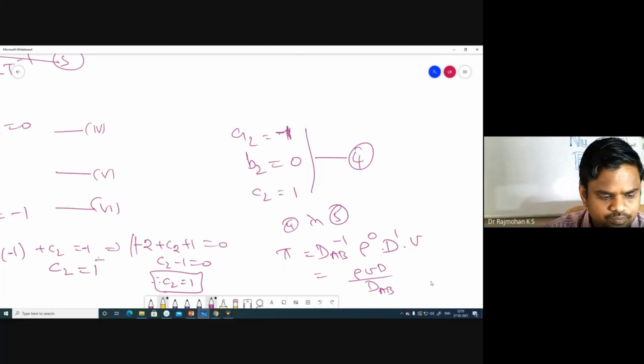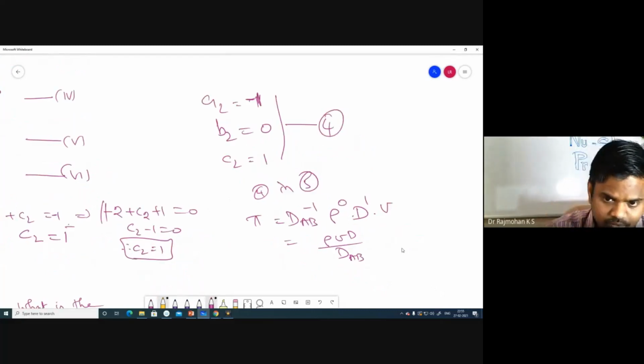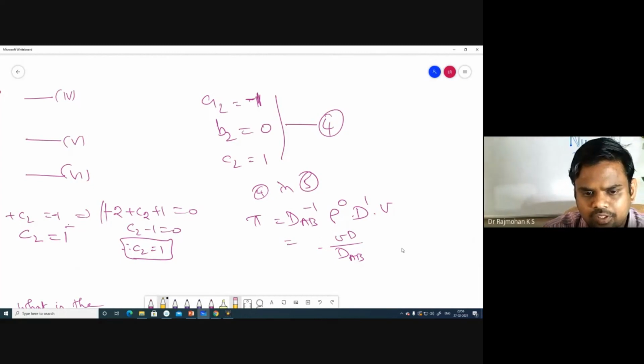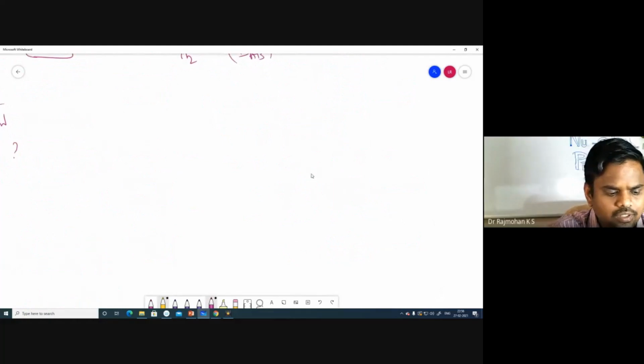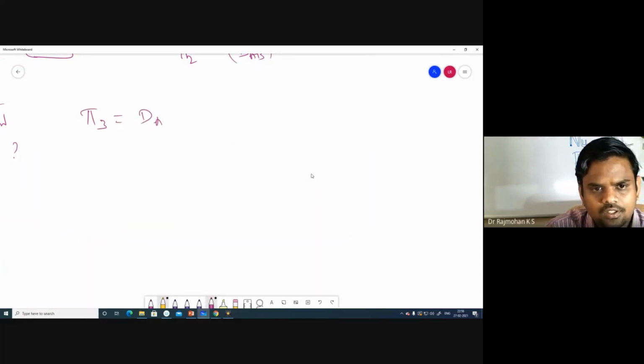Rho power 0 is 1, right? So we don't have that here. Simply we have v d by D_AB as a pi group. That means we did not get a direct pi group here. However, we will achieve the required pi group by multiplying or dividing with a third pi group. So the third pi group we can consider, pi 3 equal to, same thing you repeat please. I'll just make it fast.